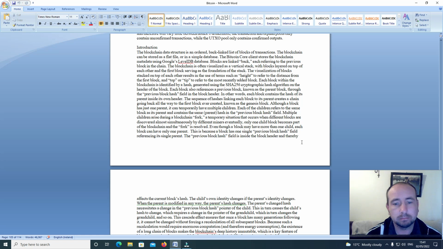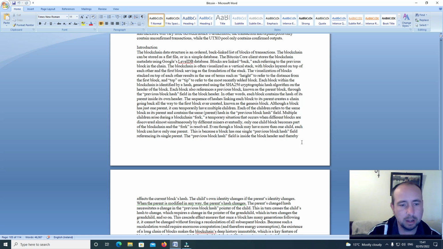Each block within the blockchain is identified by a hash generated using the SHA-256 cryptographic hash algorithm on the header of the block. Each block also references a previous block, known as a parent block, through the previous block hash field in the block header. In other words, each block contains the hash of its parent inside its own header. The sequence of hashes linking each block to its parent creates a chain going all the way back to the first block ever created, known as the Genesis block.